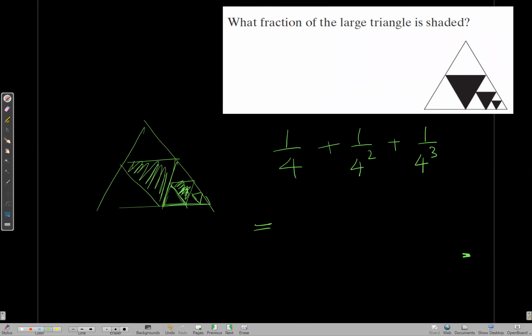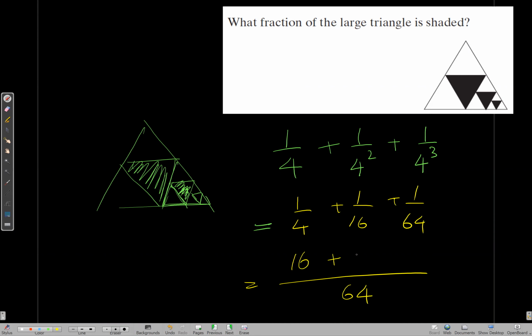So the answer is 1/4 plus 1/16 plus 1/64. 64 is the common denominator. You need 16 here, 4 here, and 1 here. So 21 over 64 is the answer.